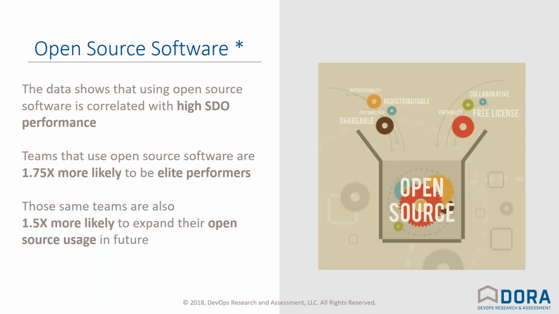This is so interesting about open source. Open source is highly correlated with high SDO performance, and teams that use open source software are 1.7 times more likely to be elite performers. So nearly twice as likely to be elite performers. And the same teams are also 1.5 times more likely to expand their use of open source in the future.